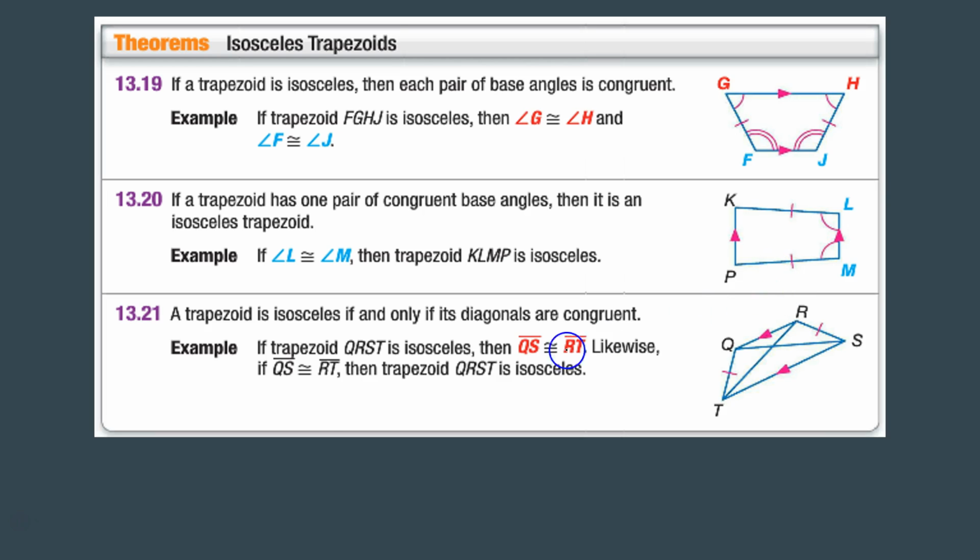A trapezoid is isosceles if and only if the diagonals are congruent. So we're saying that QS is congruent to RT. And that can also be in the reverse of TR and SQ as well. If this is true, then we have an isosceles trapezoid once again. Notice we have the parallel sides and we have congruent sides as well.